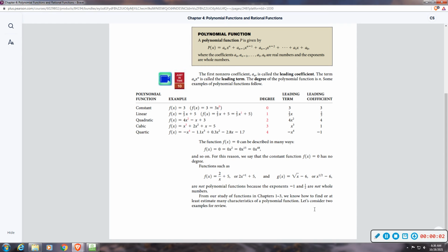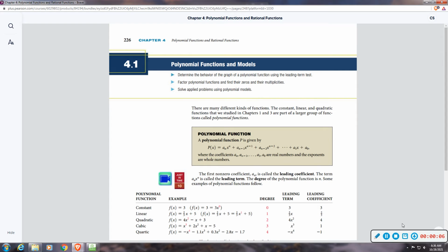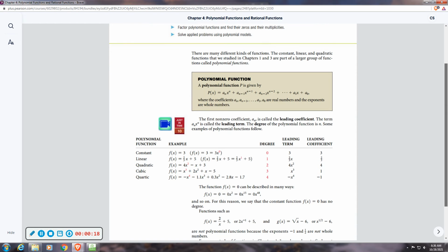All right, today we're going to be looking at section 4.1, polynomial functions. What we're going to be doing is classifying the type of polynomial function it is by its degree, leading term, leading coefficient, and some other properties. Down here you can see a little description, and then you see some actual polynomial functions. These are a few of the basic ones you'll see.